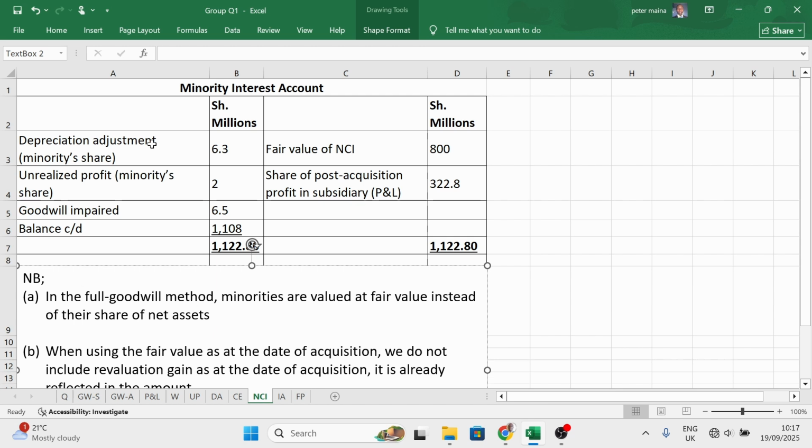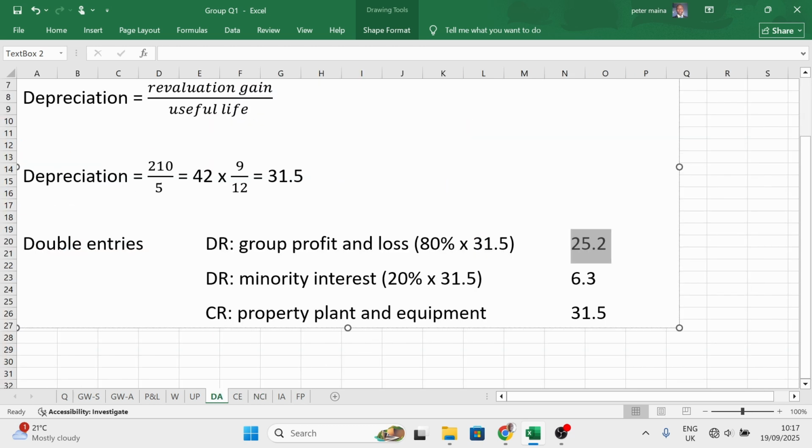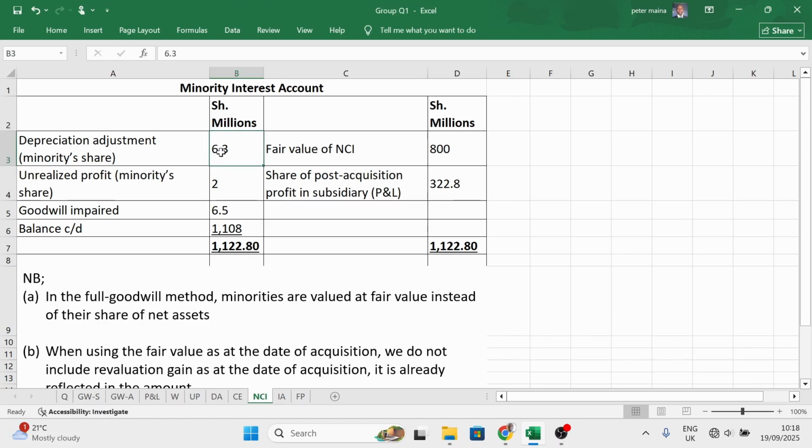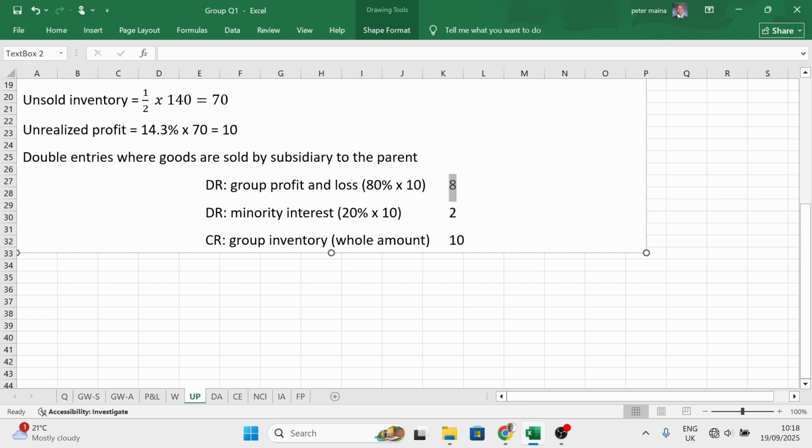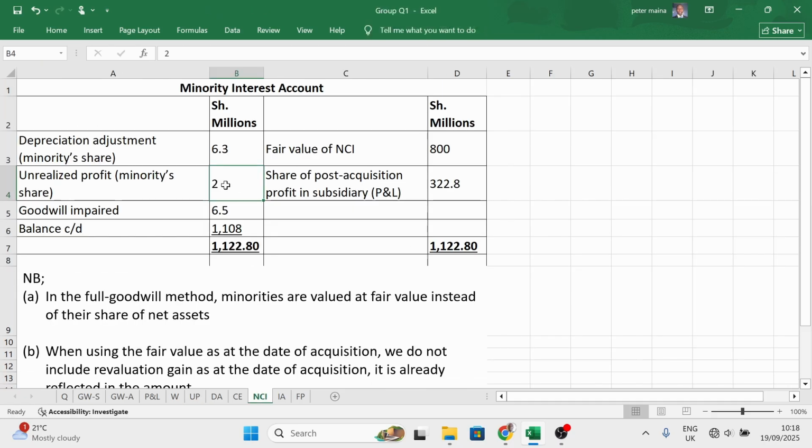For the depreciation adjustment, we take the minority's share. Depreciation adjustment, minority's share is 6.3. So that 6.3 is what we have here. And then we have unrealized profit, minority's share. So we want to see where the two came from. We go back to our workings. So for the unrealized profit, the minority's share was 20% of 10, which is 2. That is how we got these two.